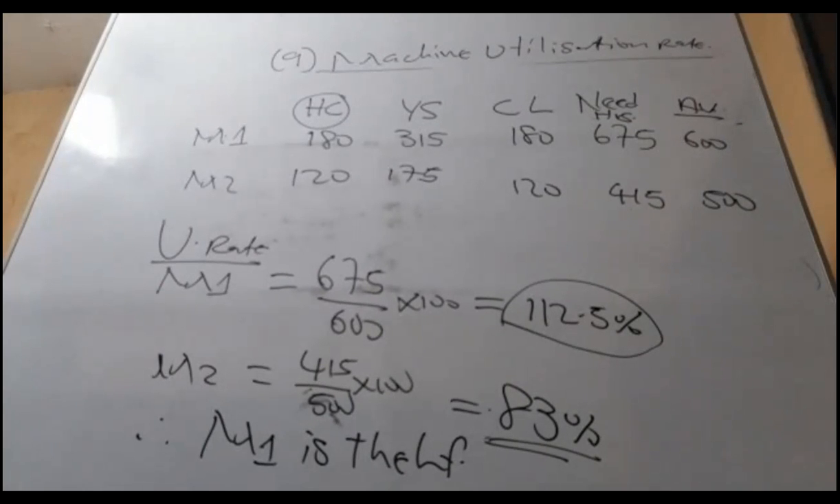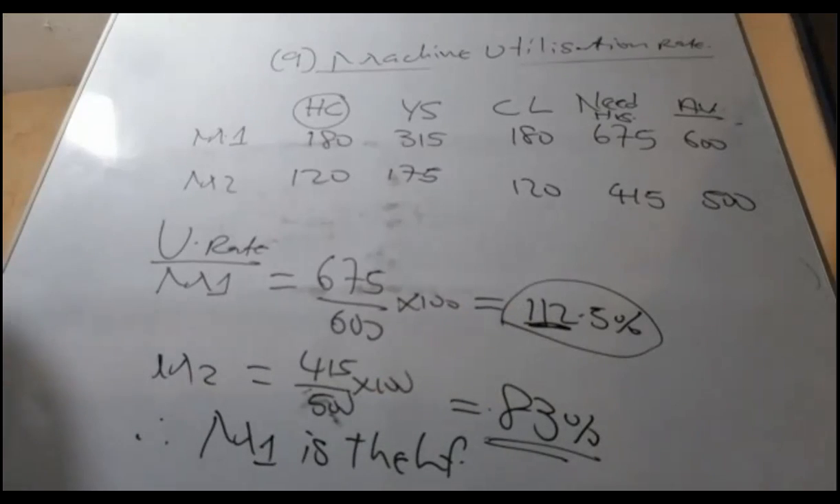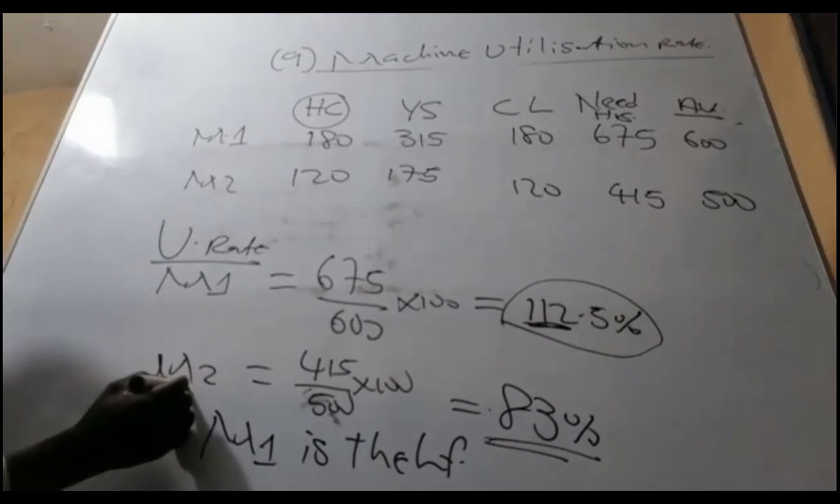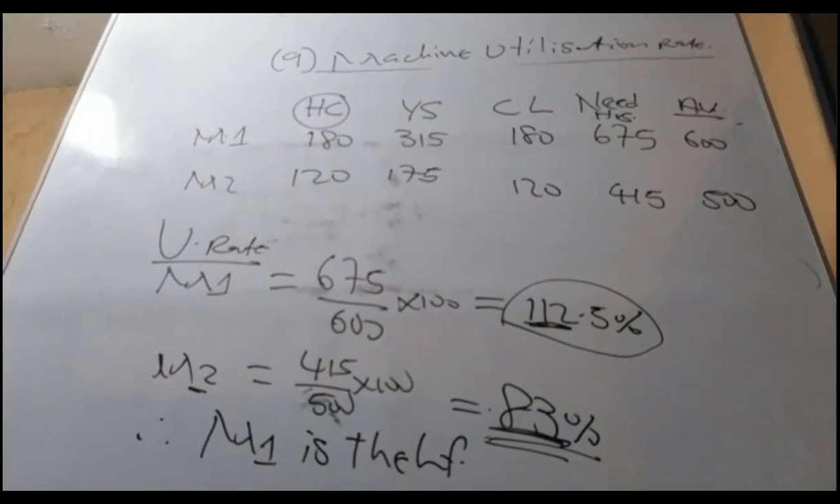So that is it. Since they have overutilized, but machine type 2 is underutilized. They've utilized about 83% of its capacity. But now for machine type 1, we're using over 100%. So that means it has been overutilized. So that is it. And then you'll be fine. That's great. Now let's continue with the question.